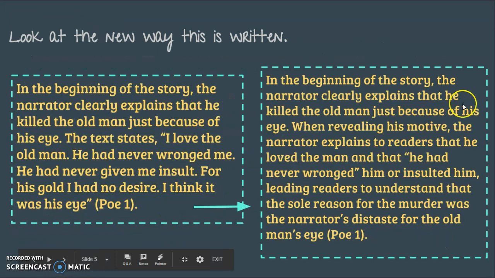So look at the new way that this is written. I've changed it to this version, which says, "In the beginning of the story, the narrator clearly explains that he killed the old man just because of his eye. When revealing his motive, the narrator explains to readers that he loved the old man and that he had never wronged him or insulted him, leading readers to understand that the sole reason for the murder was the narrator's distaste for the old man's eye."